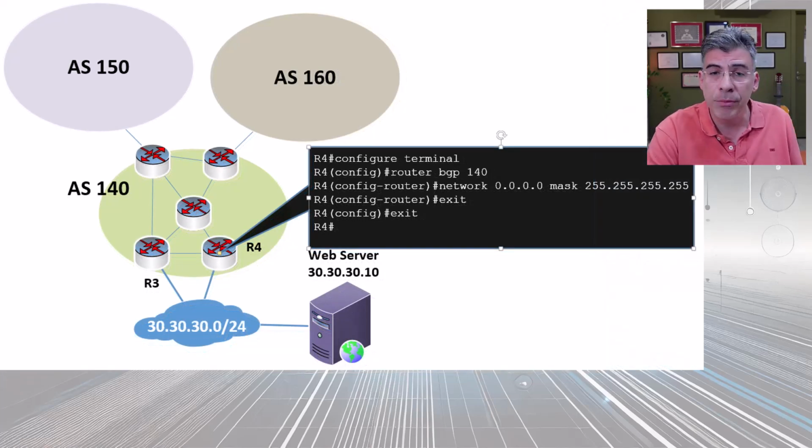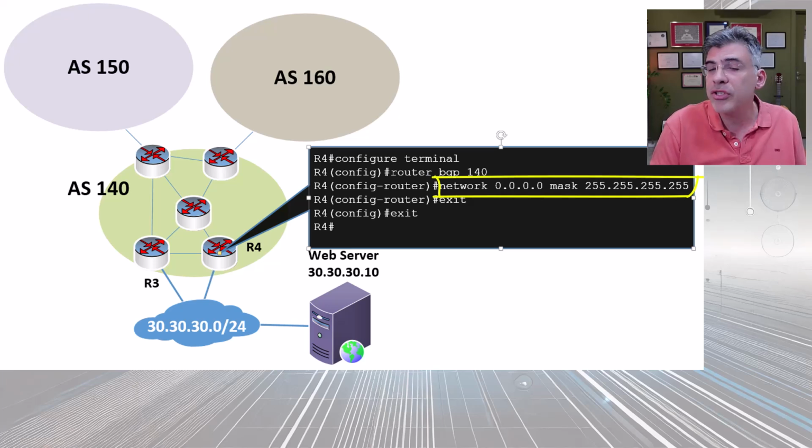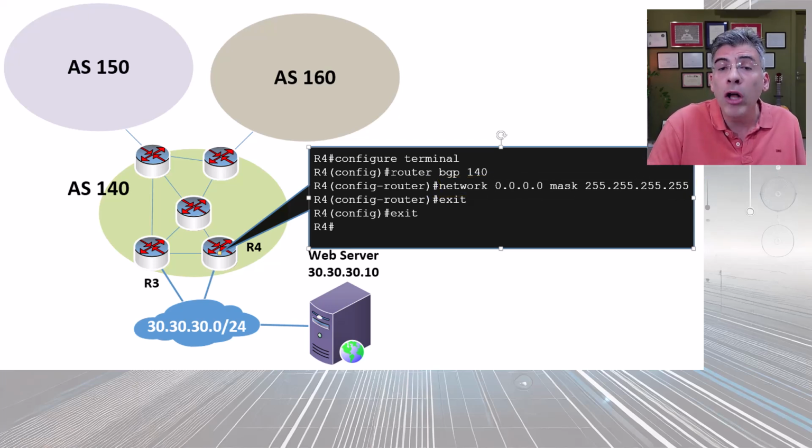Alternatively, if you don't want to use redistribution, you can use the network 0.0.0.0 mask 255.255.255.255 command, which essentially tells the local router to advertise the default route that's in the routing table to all of its BGP neighbors. Now, this, of course, again, assumes that a default route exists within the routing table. That default route may be statically assigned, it may be learned from an IGP, it doesn't really matter. If that default route is in the routing table, it will be advertised. If it's not, the router will simply not advertise anything in BGP. Now, this, of course, is not redistribution, but this is injecting a route directly into BGP from the local device.